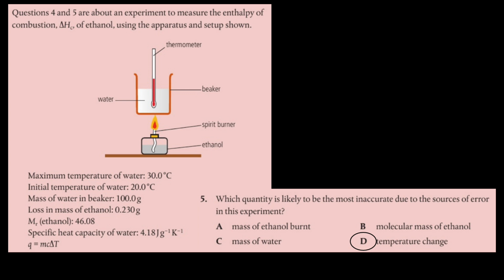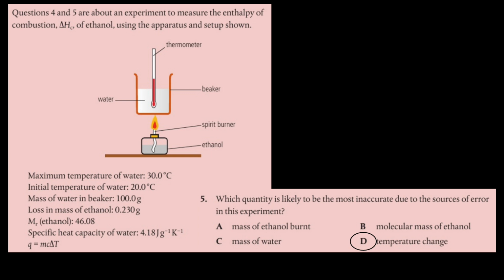So then going to B, the molecular mass of ethanol, this is a fixed value. It's 46.08 grams per mole. So it does not contribute to experimental error. So B would not be the correct answer either. And then the mass of water. The mass of water is going to be measured based on volume and assuming that it has a density of 1 gram per centimeter cubed. Since the volumes are easy to measure with a graduated cylinder or a pipette, that's not going to be a major source of error.